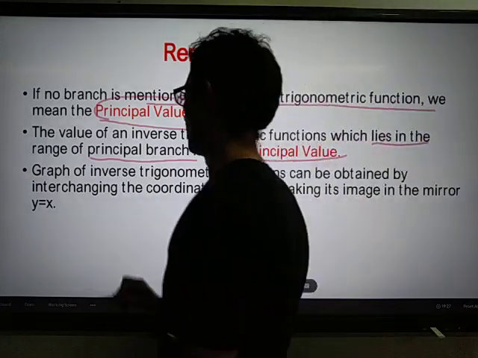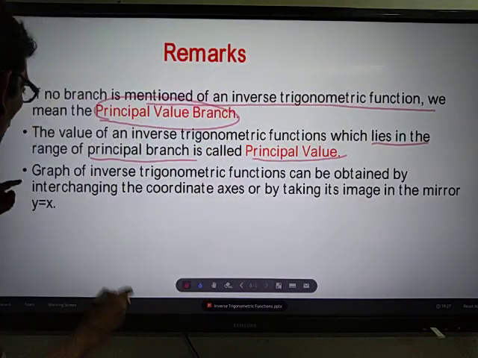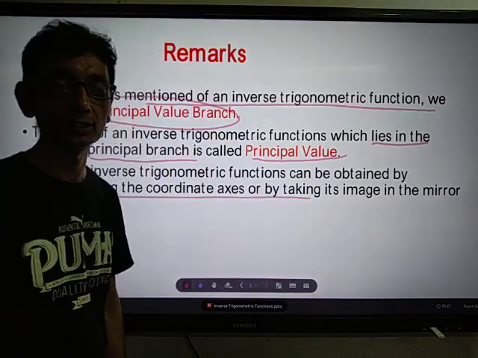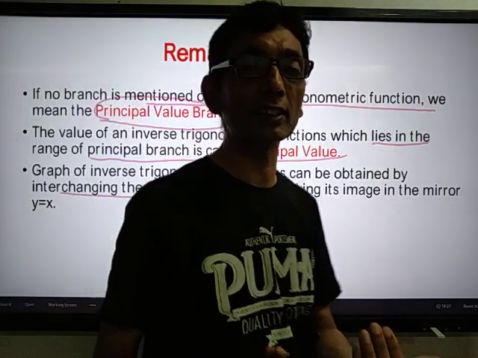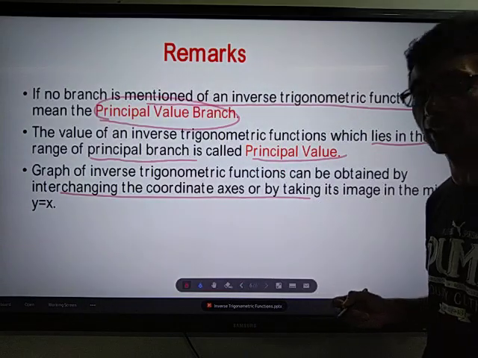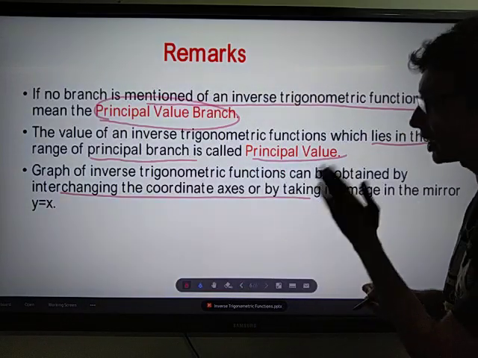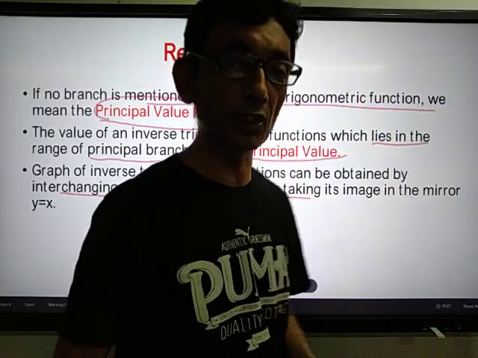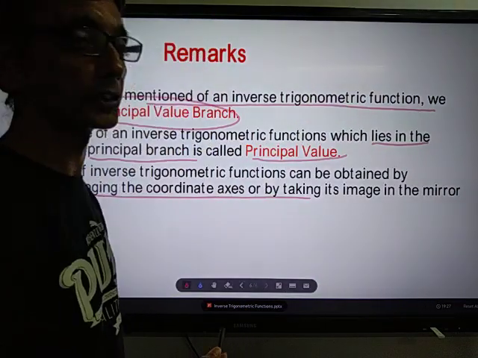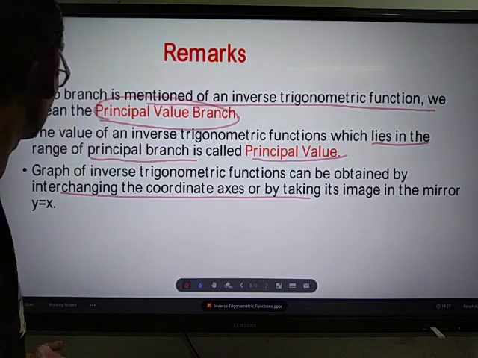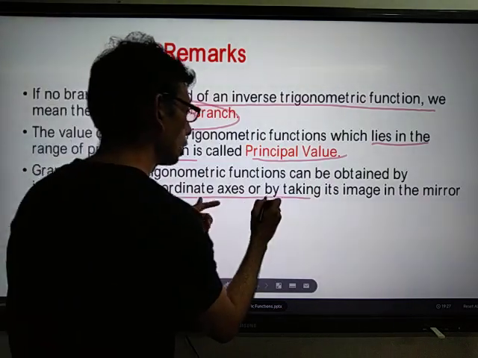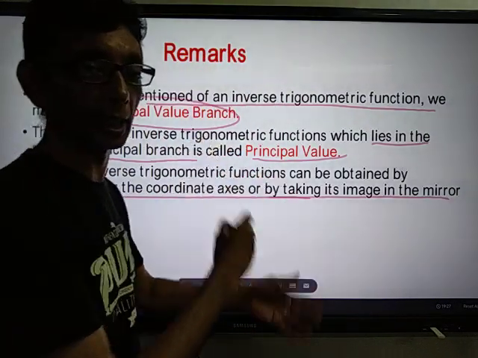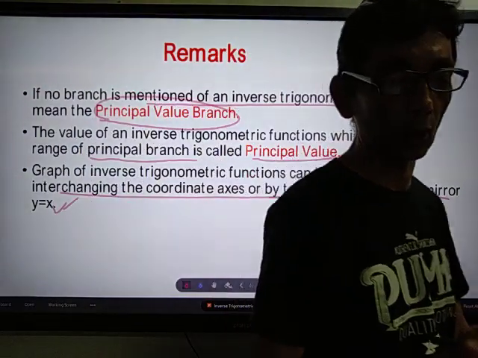Now, the graph of inverse trigonometric functions can be obtained by interchanging the coordinate axes. That means if you want to draw the graph of sine inverse x from sine x, by interchanging x and y axis, you can draw the graph of sine inverse x as well as the other inverse trigonometric graphs, or by taking its image in the mirror y is equal to x, what we have shown just now.